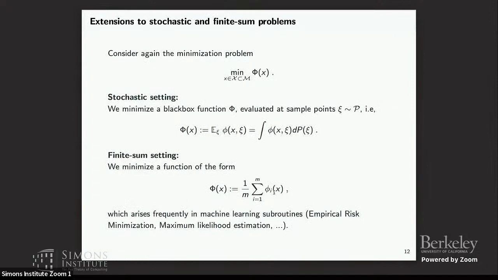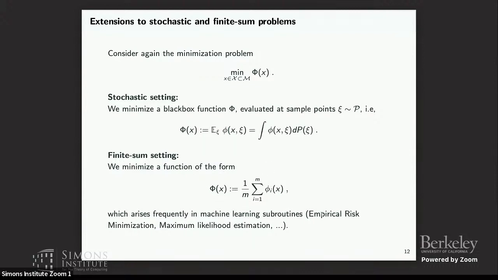So especially with applications in mind, we might also think about how we can adapt such algorithms to specific classes of objective functions that we encounter in applications. The first one is stochastic settings, where we want to optimize a black box function. The difficulty here is that we don't have access to the underlying structure of the function that we want to optimize. And then finite sum settings. Those occur in many different applications.